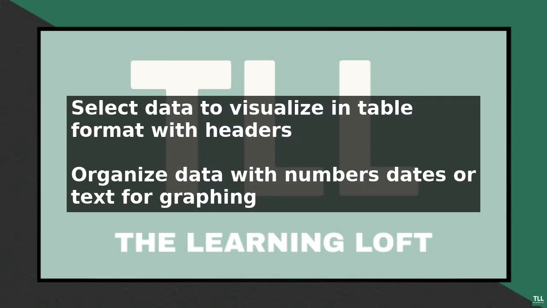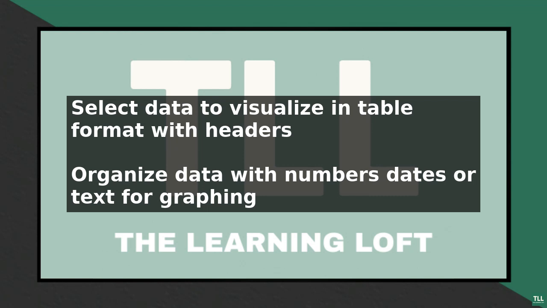To insert a graph on Google Sheets, start by selecting the data you want to visualize. This can include numbers, dates, or text, and should be organized in a table format with headers in the first row. Next, go to the Insert menu at the top of the screen and click on Chart. This will automatically create a graph based on the data you have selected.